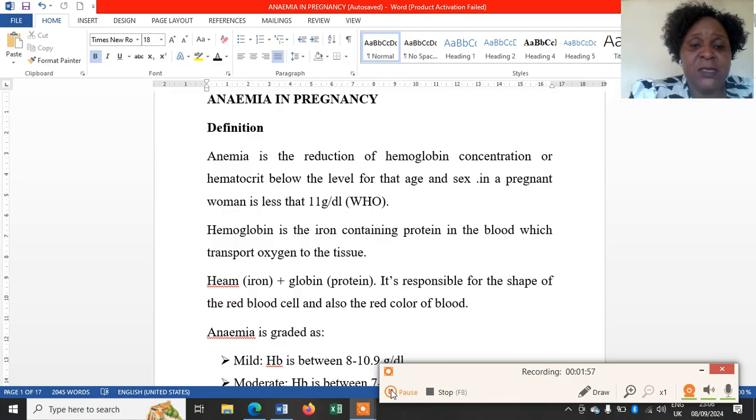So what is hemoglobin? Hemoglobin is the iron-containing protein in blood which transports oxygen. If I may explain a bit more, hemoglobin is composed of two words, heme, which is iron, and globin, which is a protein. So this hemoglobin is responsible for the shape of the red blood cell and the red color of blood.